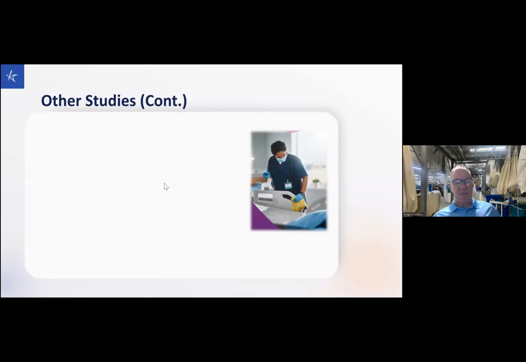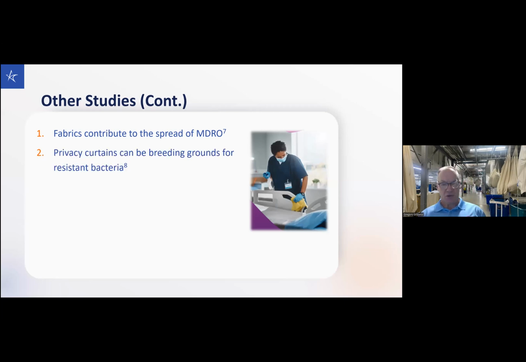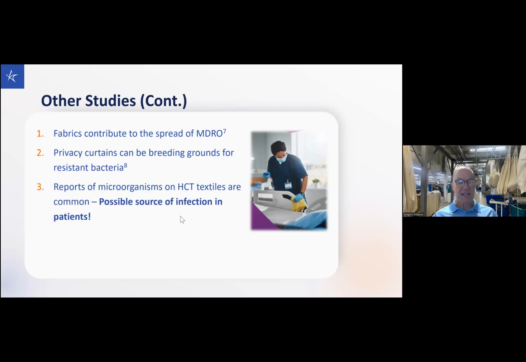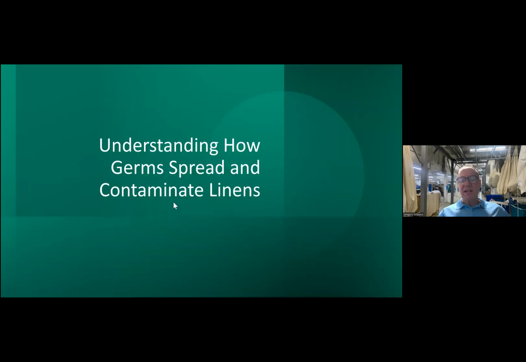So let's look at some other studies to shed light on what's going on when we look a little bit deeper. There are several studies that have shown fabrics contribute to the spread of multi-drug resistant organisms. So MDROs get on a fabric, and they can contribute to the spread throughout healthcare. Privacy curtains, which sometimes we don't think about that much, those are the curtains that separate rooms or suites for privacy. They can be big breeding grounds for resistant bacteria if they're not paid attention to. And then there are lots of reports of microorganisms on textiles, and these are obviously a possible source of infection in patients. So let's understand a little bit how germs spread and can contaminate linen.